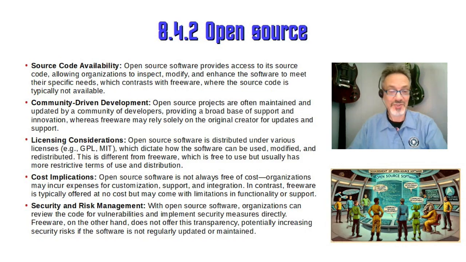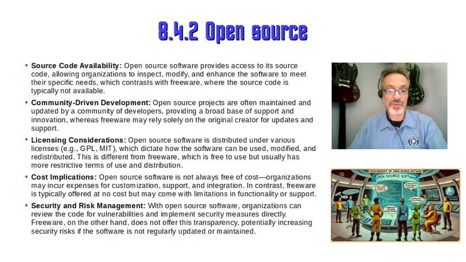Community-driven development. Open source projects are often maintained by a global community of developers. While this can drive innovation for security and improvements, it also means that you're dependent on the community for updates. You need to stay proactive in monitoring changes and updates to these projects. Licensing considerations. Open source software comes in various licenses, such as GPL or MIT, which dictate how you can modify and redistribute the software. This is a crucial point for the exam, as understanding compliance with these licenses is part of ensuring your organization's legal and security posture.